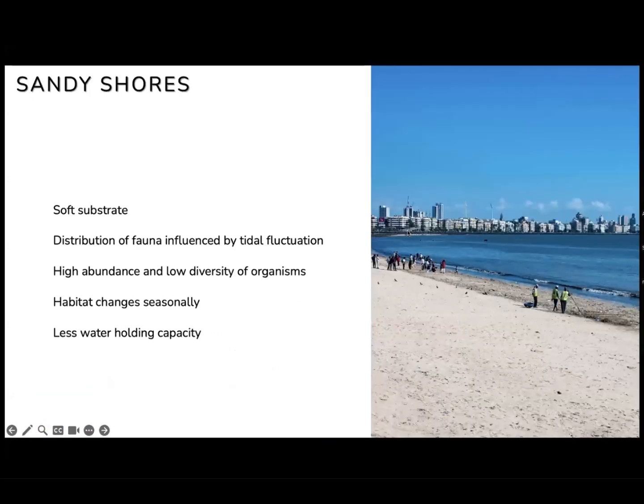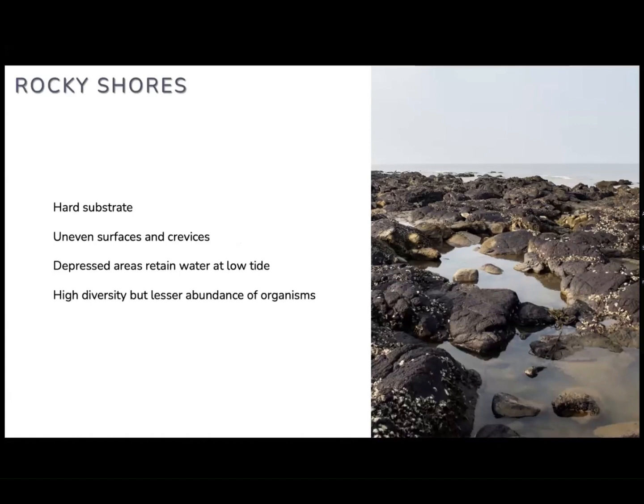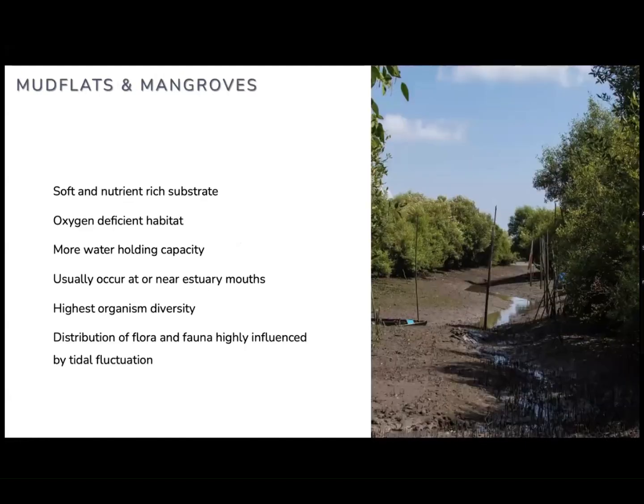If you look at sandy shores, usually with soft substrate, the distribution of fauna is influenced by tidal fluctuation. There's a high abundance and a low diversity of organisms. The habitat changes seasonally, and there's less water holding capacity. On rocky shores, you have a hard substrate, uneven surfaces and crevices. Depressed areas retain water at low tide, and there's high diversity but less abundance of organisms.